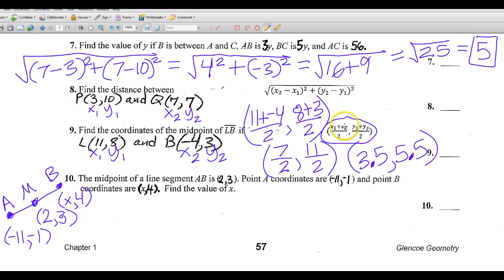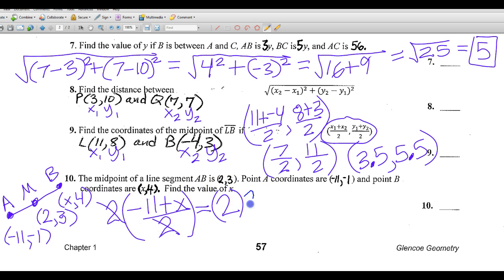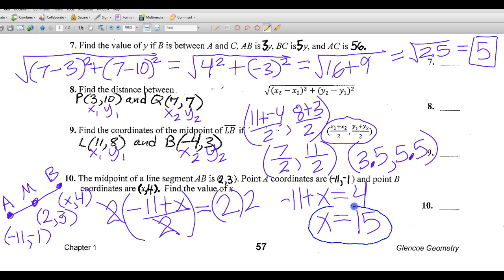So from my midpoint formula, I know that the average of my x coordinates, or in this case, -11 plus x, because I don't know what that x coordinate is, divided by 2, has to equal the x coordinate of the midpoint, which is 2. So we just solve this equation. Multiply both sides by 2. That cancels. We get 4 on the right. So add 11, and x equals 15.